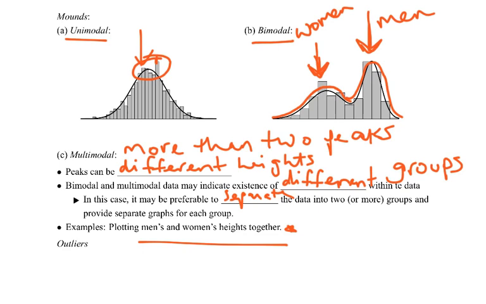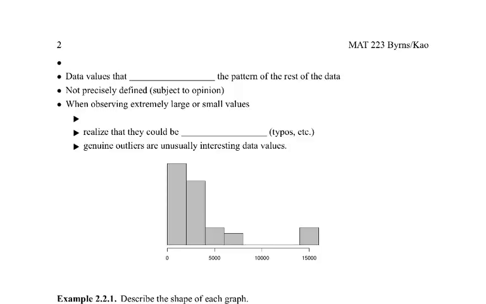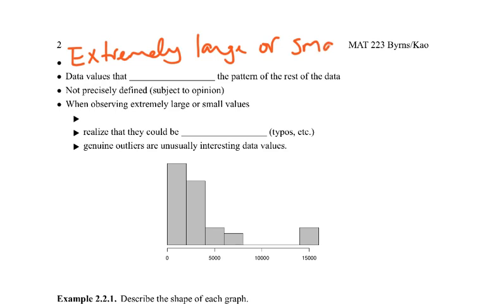Outliers. So outliers, we've talked about that term a little bit. I think in your notes on the next page, outliers are extremely large or small values. So values that tend to be away from everything else. Data values that are outliers do not fit the pattern of the rest of the data. So they don't follow the trends of where the rest of the data is going. They're far away from the rest of the data.